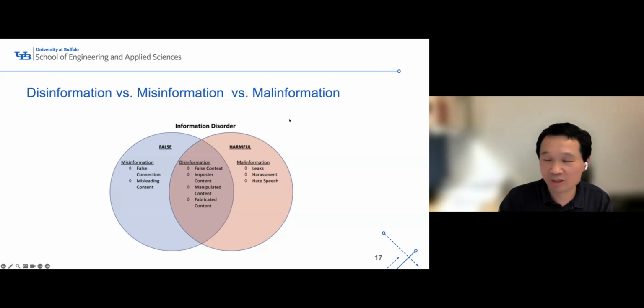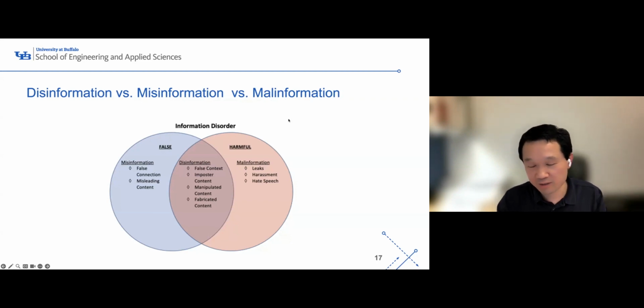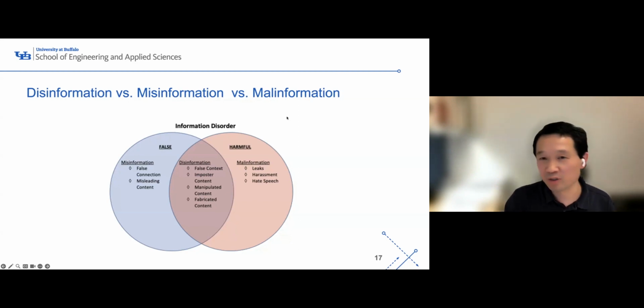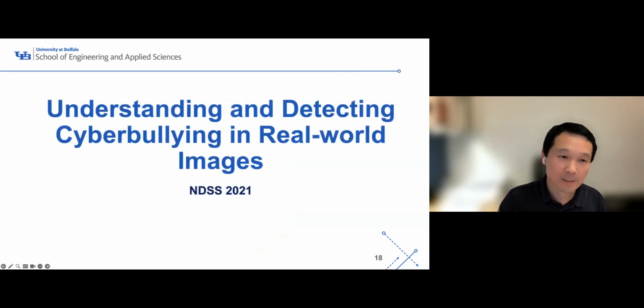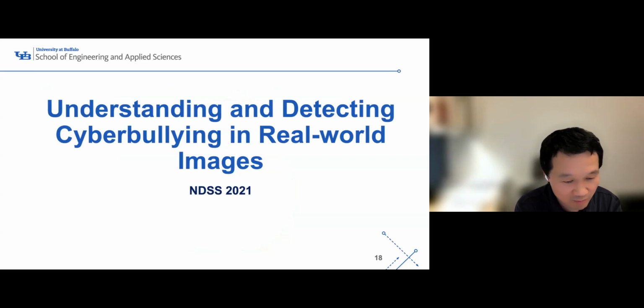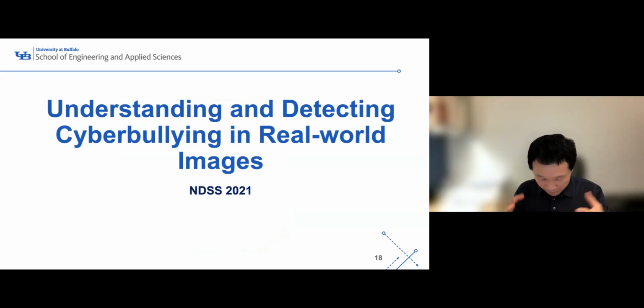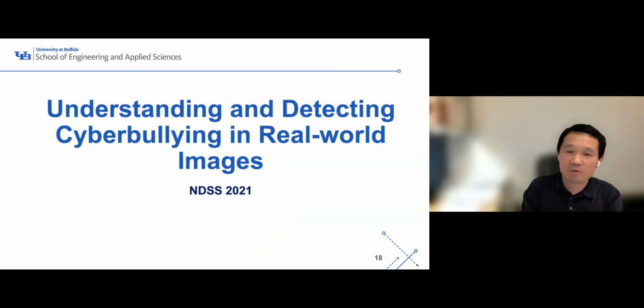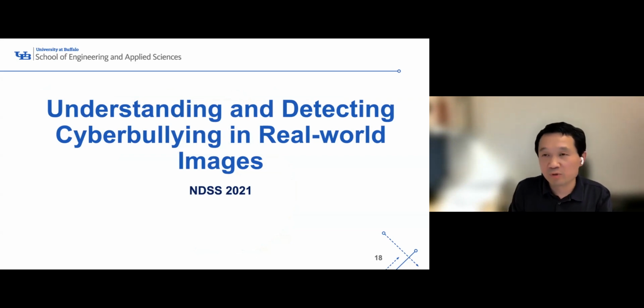But I believe that even in the near future, and even right now, many users can utilize AI machine learning, even generative AI, to generate misinformation and malinformation. Here I want to give a very brief discussion about an ongoing project where we want to utilize AI machine learning to detect bullying and hate speech, and also do prevention.